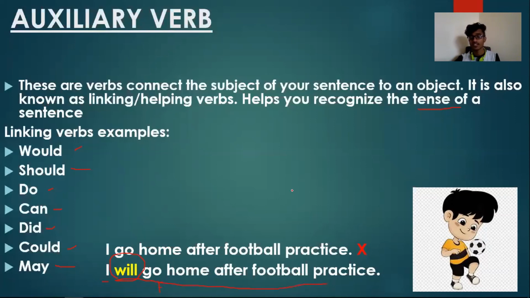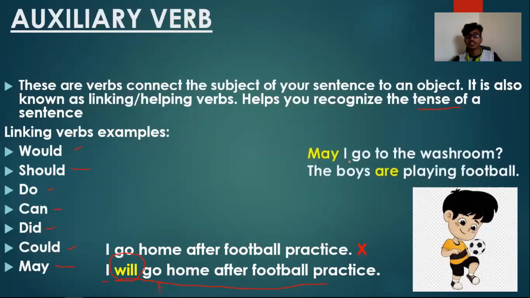Now let's look at these two examples. May I go to the washroom? Here, may, highlighted in yellow, is the auxiliary verb. It's over here also, right? May. Okay. The boys are playing football. Are is again a linking verb. It connects the subject, the boys, to the remaining part of the sentence. So auxiliary verbs can be used to ask questions and to make statements.